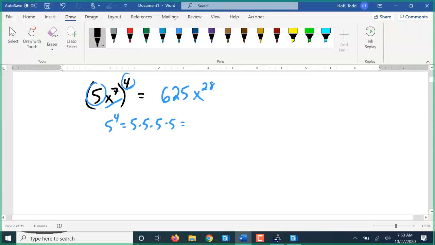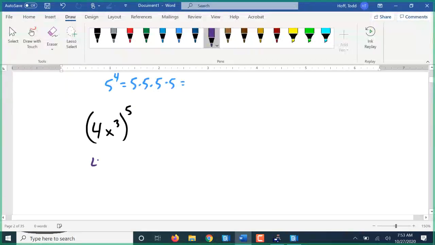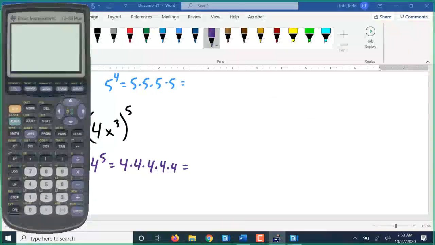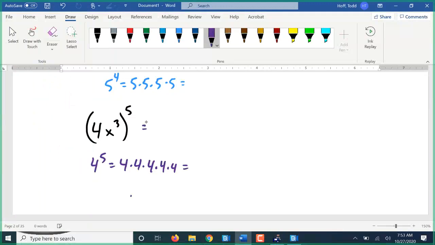We might have 4x to the third to the power of 5. Again, we do the 4 to the power of 5, which is just 5 fours multiplied together. Or you could do it on your calculator. Four to the power of five is going to be 1,024. The x to the third to the power of five? Well, 3 times 5 is 15. That's x to the 15th.